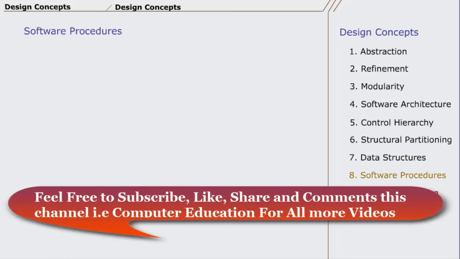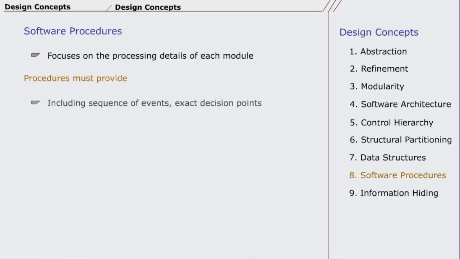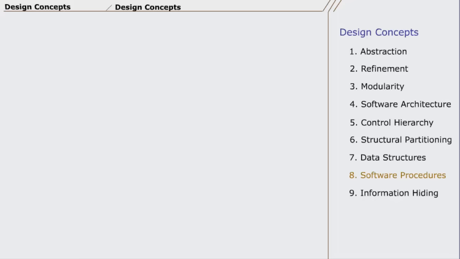Number 8. Software procedures. Software procedure focuses on the processing details of each module individually. Procedures must provide a precise specification of processing, including sequence of events, exact decision points, repetitive operations, and data structures.